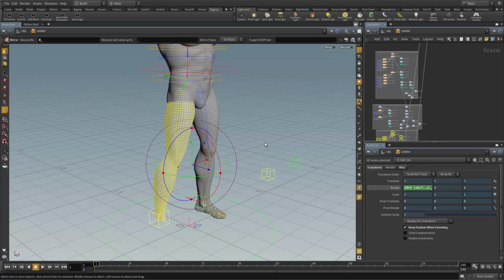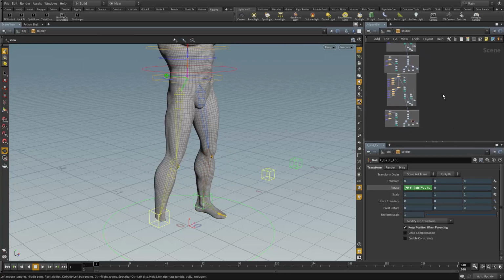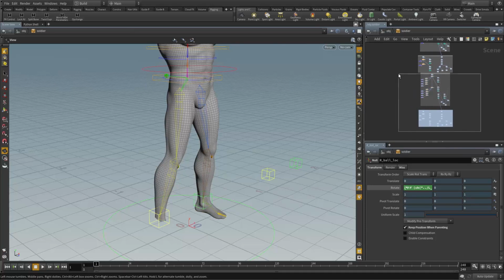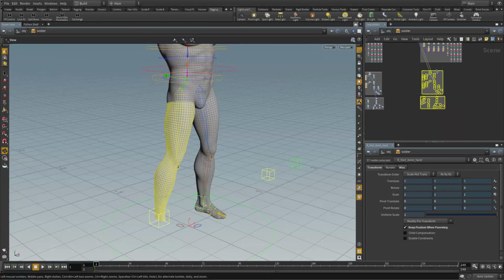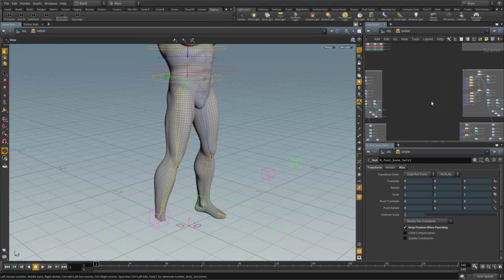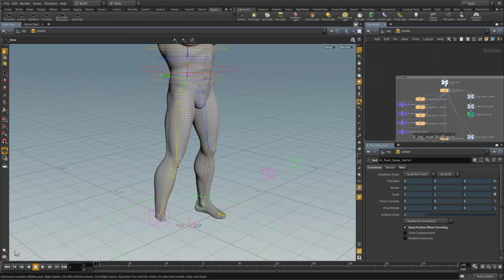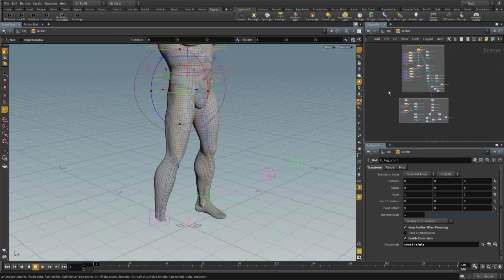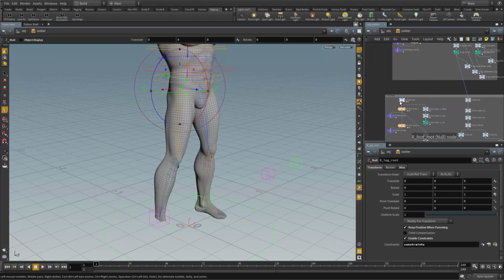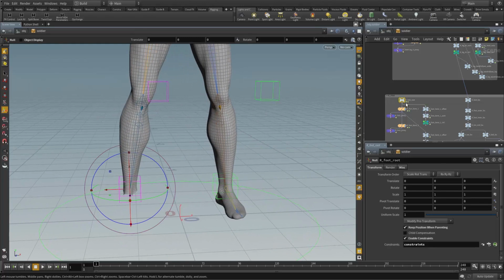And again, just as we had in our arm, it looks like one of our constraints hasn't updated, but that's fine. So I'm going to hit escape in the viewport to get out of the mirror tool. And then in the network, I'm going to grab the left leg and left foot net boxes and move those over to the right-hand side. So now I just want to go in and double check all of my constraints. So I'm just going to update that offset. And then it's this foot that we need to update.